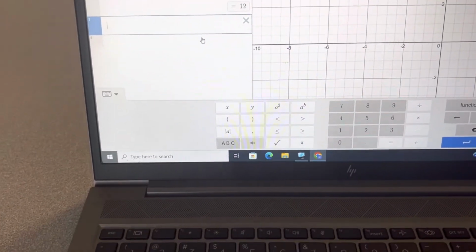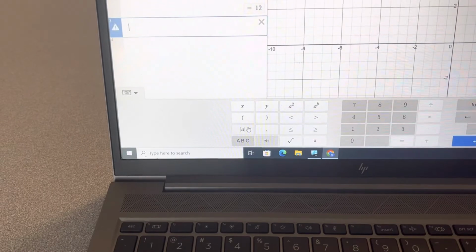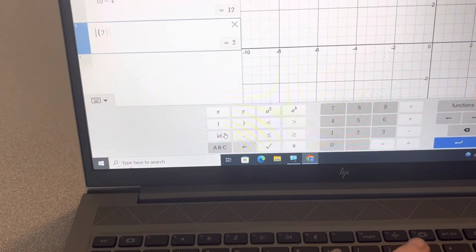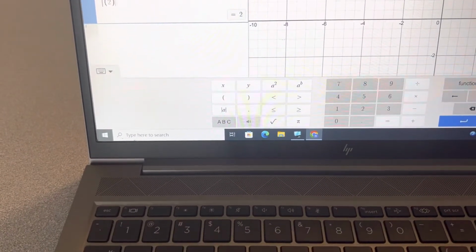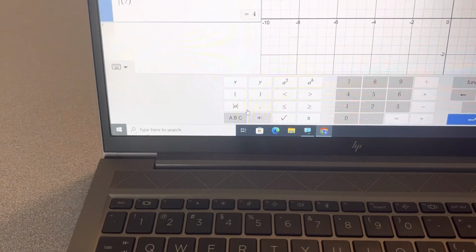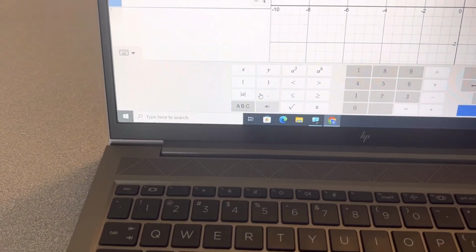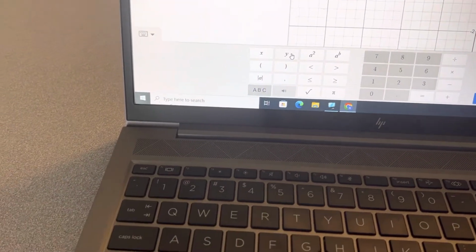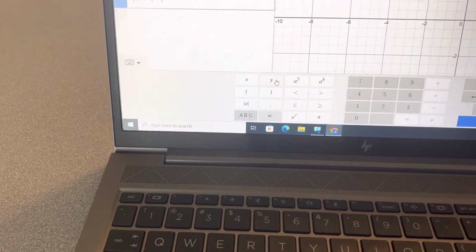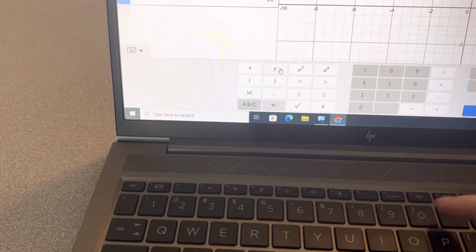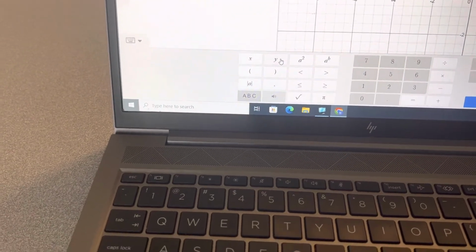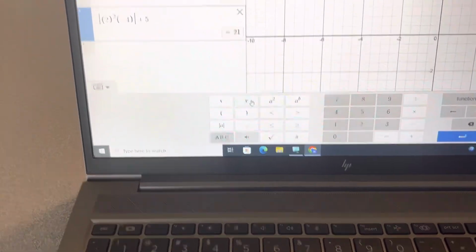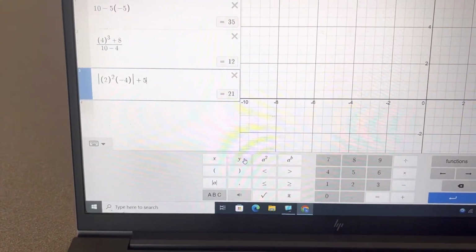So we have absolute value, so you'll hit this bracket. 2, close that, and then the square power is the a square. And don't forget to close that. You could have done it later, but that doesn't matter. And negative 4. Arrow out, and plus 5. And that gives us 21. Okay.